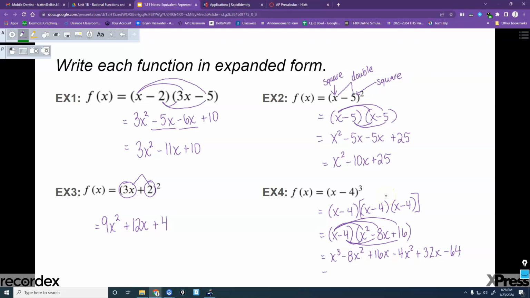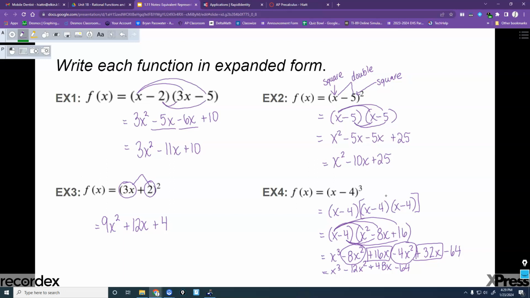Okay, and so I do need to combine like terms, so this negative 8x squared could be combined with that negative 4x squared, so we'll have x to the third minus 12x squared. Then I've got a positive 16x and a positive 32x. That is going to give me a positive 48x. And then I've got that minus 64 there on the end. So these would be equivalent to each other.